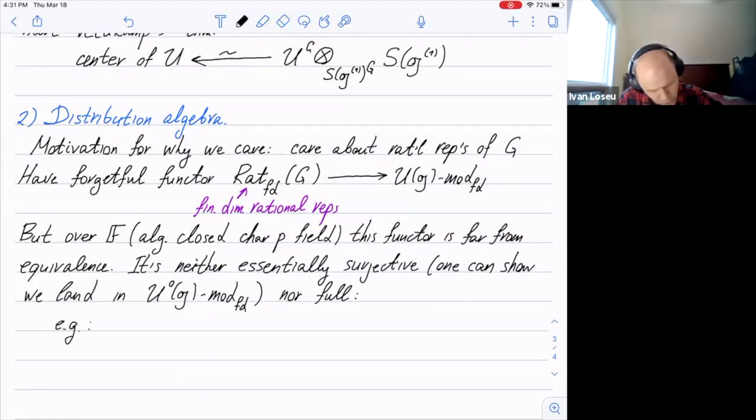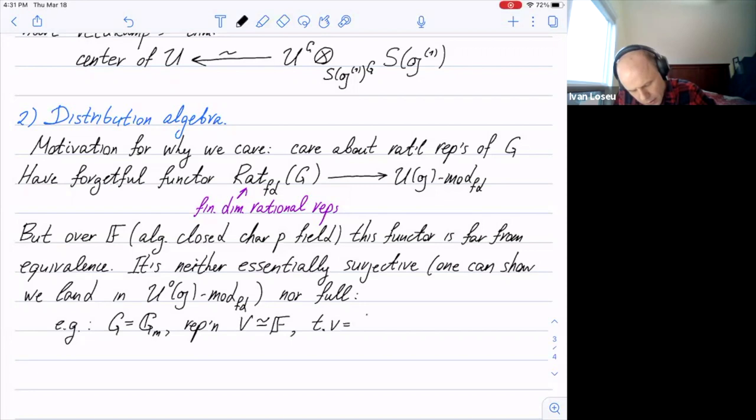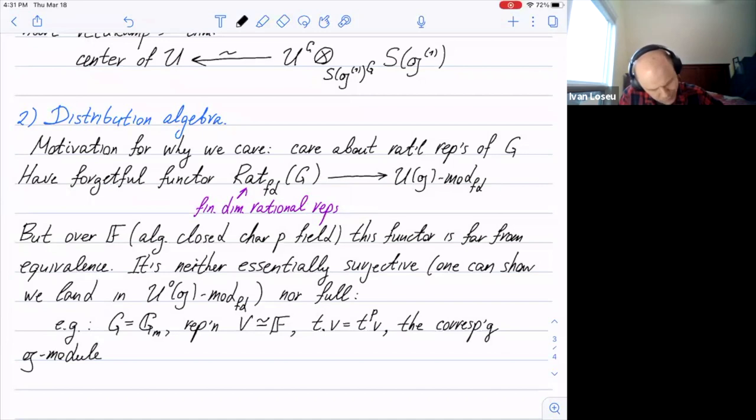And the easiest example is the following. So let's take G to be the multiplicative group. And let's take a representation V, which is one dimensional, which is F as a base field. And the action is given by t applied to v is t to the power p times v. So the derivative of t to the p is zero. And so the corresponding g-module is trivial. So once we're in characteristic p, the representations of the algebraic group are no longer controlled by its Lie algebra.